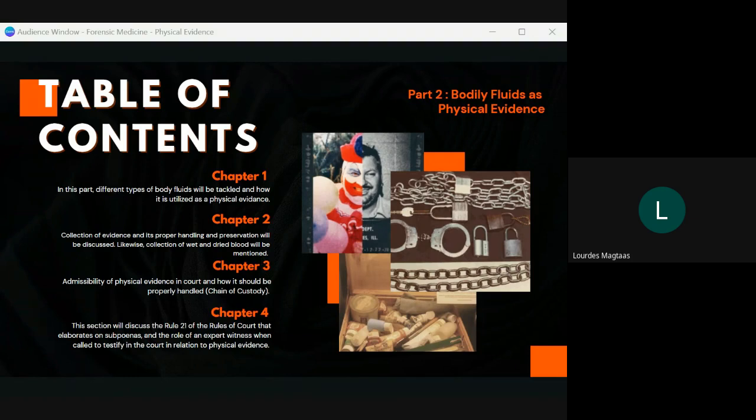We will also be discussing the admissibility of physical evidence in court and how it should be properly handled through the chain of custody. And lastly, we will also talk about Rule 21 of the Rules of the Court that elaborates on subpoenas and the role of an expert witness when called to testify in the court in relation to physical evidence. And now, let me call on Kervin Carlo Magpantay to start the discussion proper.